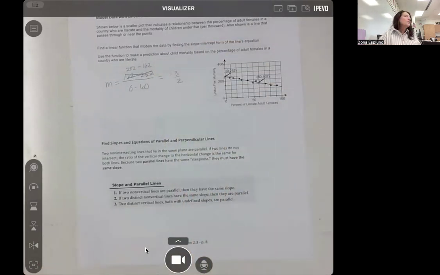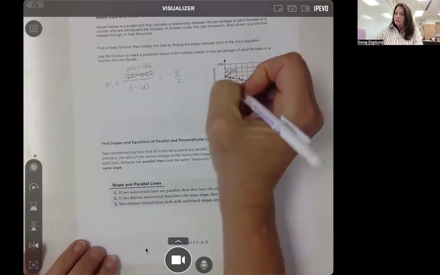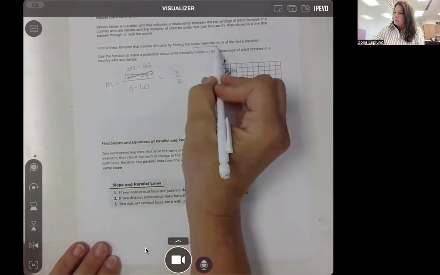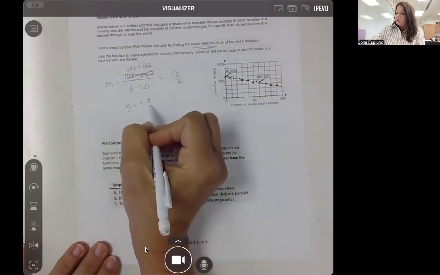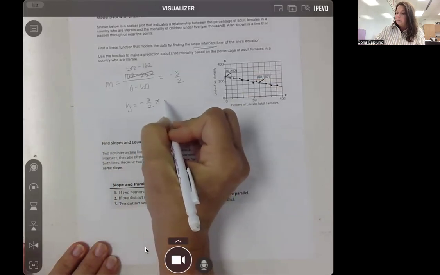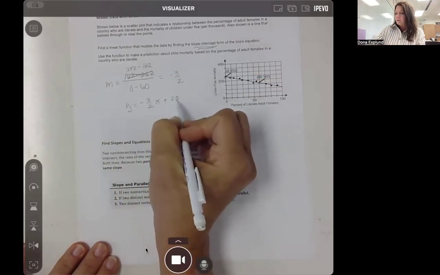Okay. And in this case, they've also given us our y-intercept already, which is 252. So that's a b already because I have the 0 coming in. So I can go ahead and find my slope intercept form. So it's going to be y equals negative 3 over 2 times x plus 252.